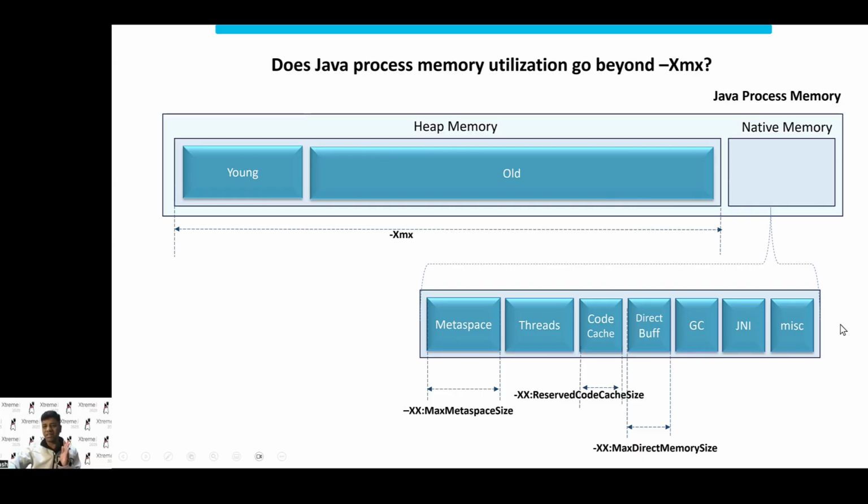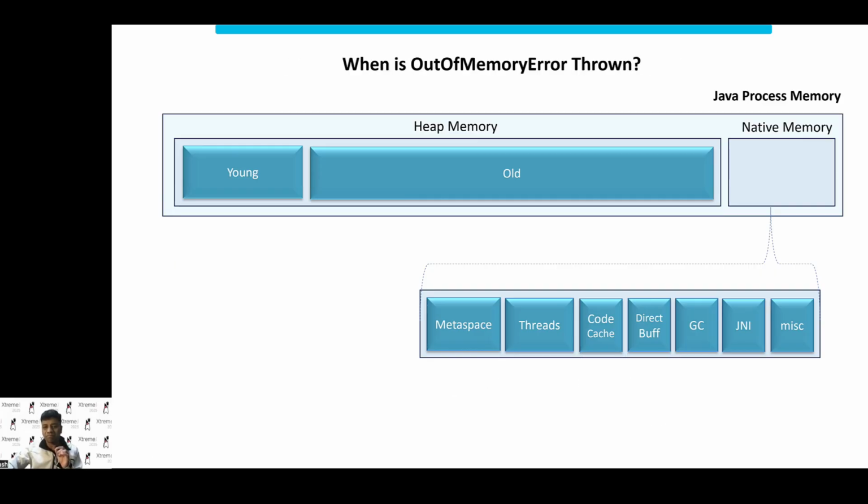After all these regions are there, so a Java process can consume more than Xmx. Okay, so now let's see, when do you get different types of out of memory errors?